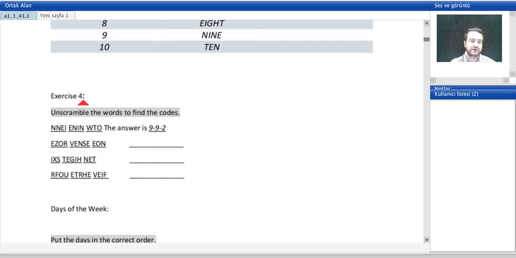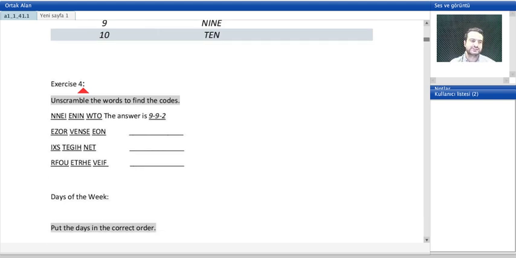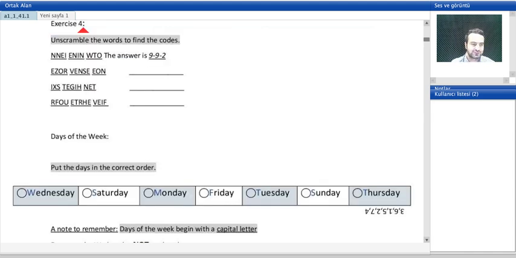Unscramble the words to find the codes. So as you can see, we have some strange words here that we have never seen. Now, for example, for exercise 1, as you can see, the first one has been done for you. The answer is 992. So you need to unscramble, put them in the correct order, and write the answer in front of the exercise. You have 1, 2, 3 things to do.